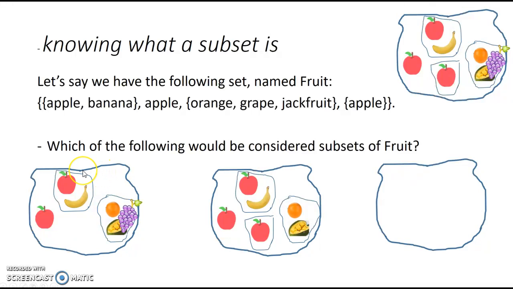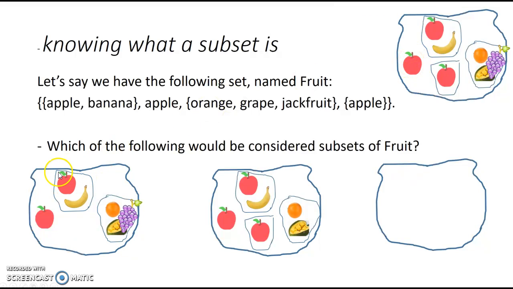Well, first of all, in order to be a subset, you have to be a set, and we can see here we do have a bag over the entire thing. So we do have a set here. So let's check it item by item. Is an apple one of the elements of this overall set fruit? It is. Notice, not because of this, but because it's found right here.